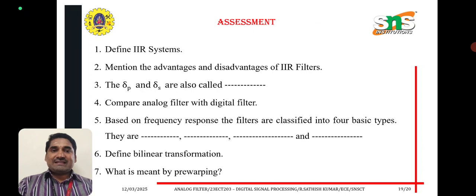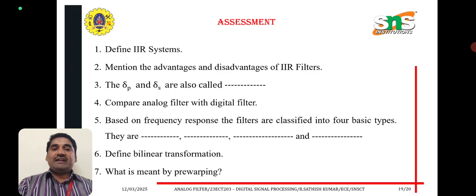Now we can see the assessment. Define IIR systems. The system which considers the infinite samples of impulse response is called an IIR system. Mention the advantages and disadvantages of IIR filter. Advantages: a single filter can be used to process multiple signals. Disadvantages: the performance of the digital filter depends only on the hardware used to design the filter. The delta P and delta F are also called ripples.